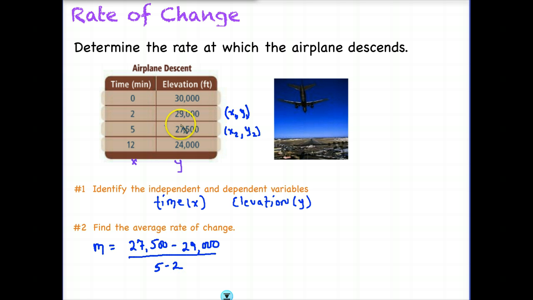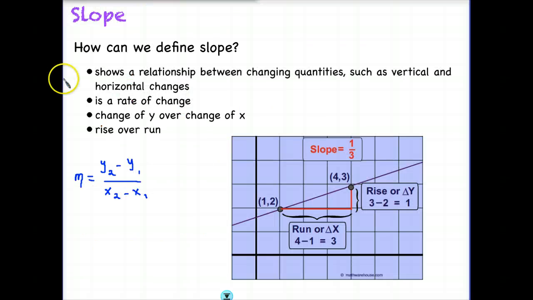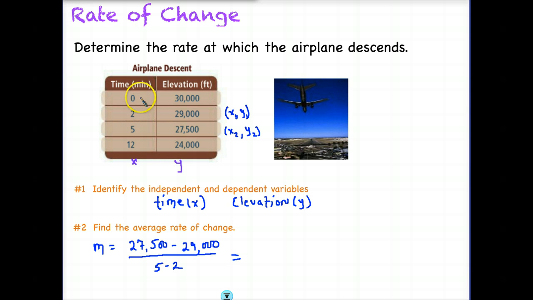Now I chose 2 points that maybe are a little bit more difficult. You could always choose 0, 30,000, and then 2 and 29,000 to compare. Remember, if we look back at how we define slope, slope is defined as a comparison. Let's actually look back at that real quick. It's a relationship between changing quantities. So a comparison between these quantities. Okay. So we are comparing time to elevation.